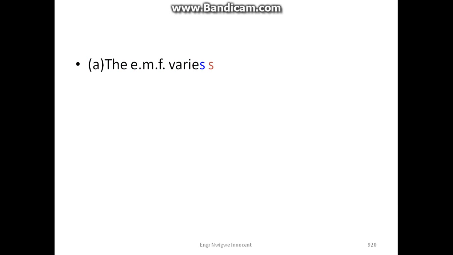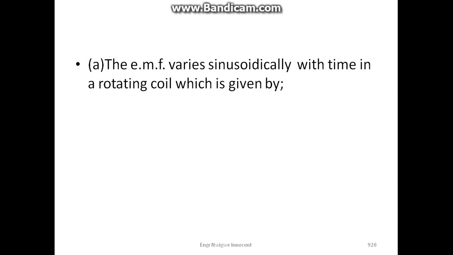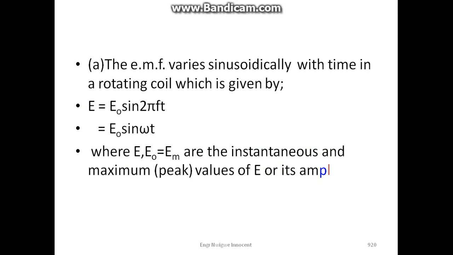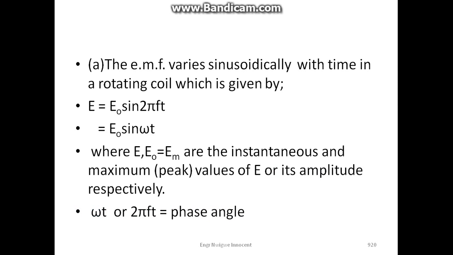A. The EMF varies sinusoidally with time in a rotating coil, which is given by capital E equals E0 sin 2 pi ft, which is equal to E0 sin omega t, where capital E and E0 equals Em are the instantaneous and maximum peak value of capital E or the amplitude respectively. Omega t or 2 pi ft is equal to phase angle.